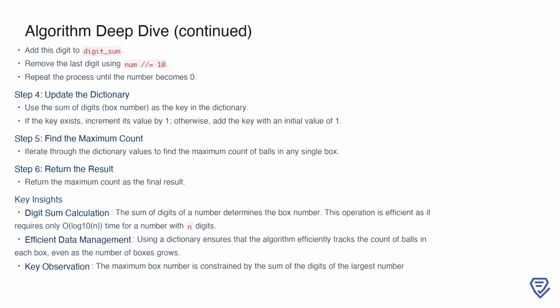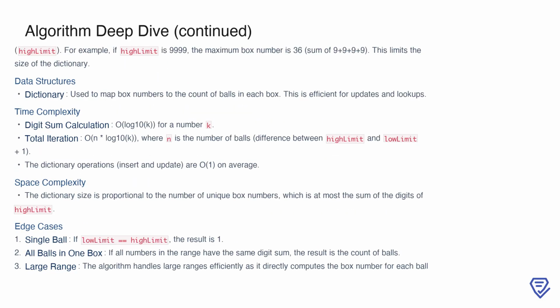These steps ensure that we efficiently compute the desired outcome while minimizing unnecessary computations. An important insight here is that the maximum possible box number is determined by the sum of the digits of high limit. For instance, if high limit is 9,999, the largest box number would be 36, which is the sum of 9 plus 9 plus 9 plus 9. This observation limits the size of the dictionary, making the algorithm space efficient.